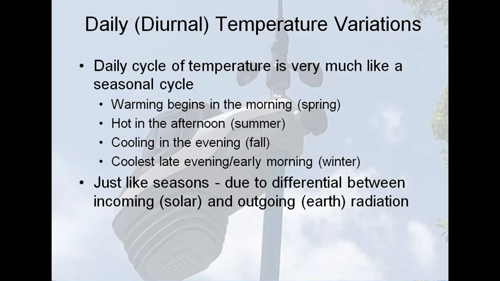And just like seasons, it's due to the differential between incoming solar radiation and outgoing Earth radiation. Solar radiation from the sun comes in, the Earth absorbs it, and then re-emits the radiation. The difference there is going to cause changes of temperature throughout the day, and then also cloud cover and several other factors.